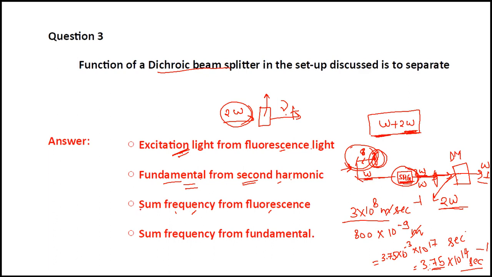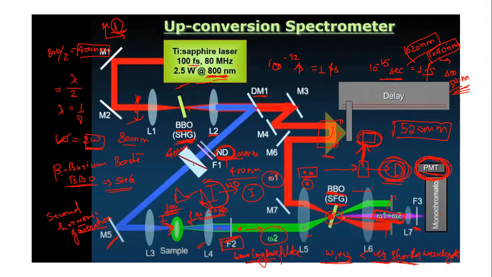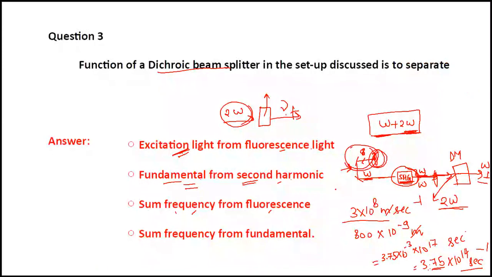Got it? The third option is sum frequency and fluorescence. So sum frequency and fluorescence is here. Sum frequency is this one and the fluorescence is this green one. So these two are mixed, not separated. Okay. So this is not the answer to our question.